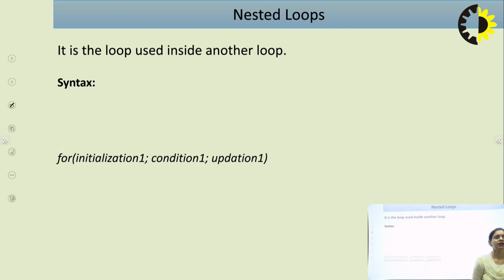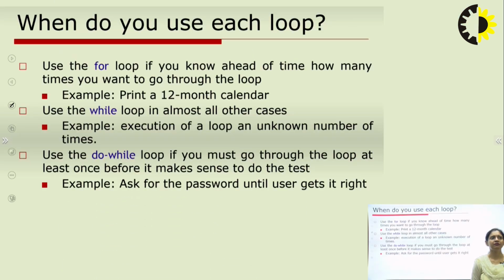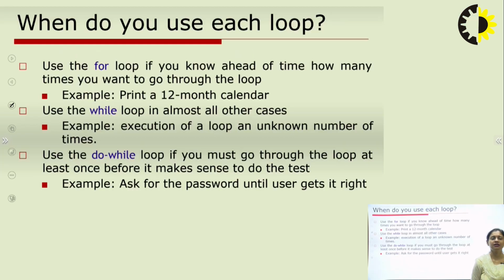Nested loops. A loop within a loop comes out to be a nested loop. For example, we have a for loop over here. When we use another for loop inside it, that is known as a nested loop.